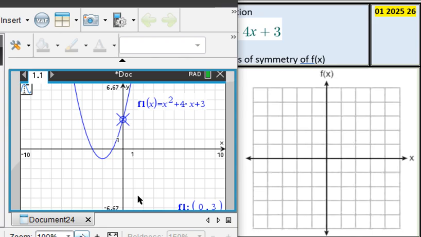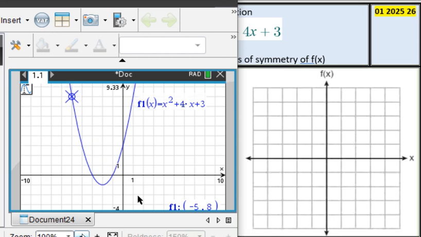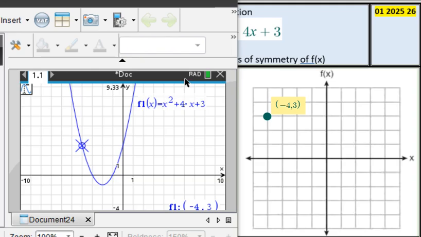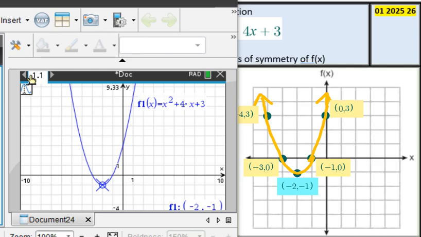graph. So that's the point (0, 3). So I'm going to go as far left as I can see. And it looks like -4 is the best I'm going to do because I don't have -5, 8 on my graph. So (-4, 3) is my first point. Now my next point is (-3, 0). And then (-2, -1) is my minimum. Then we finish off with (-1, 0) and (0, 3).